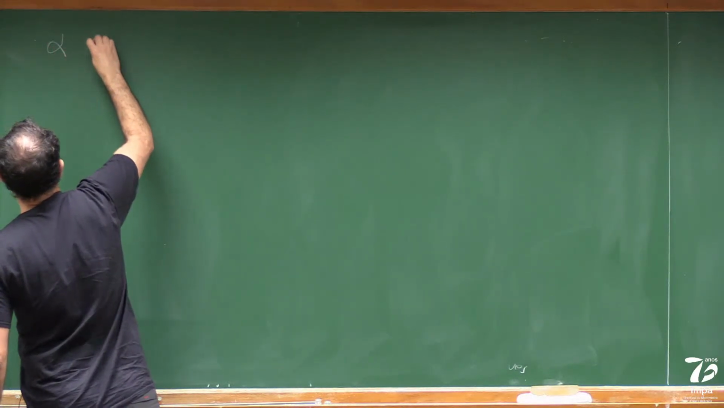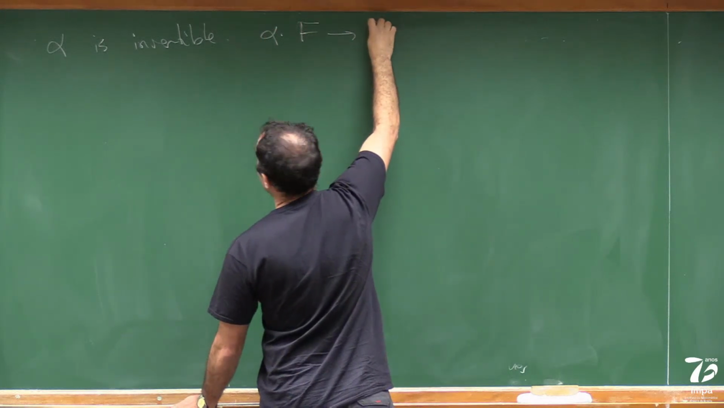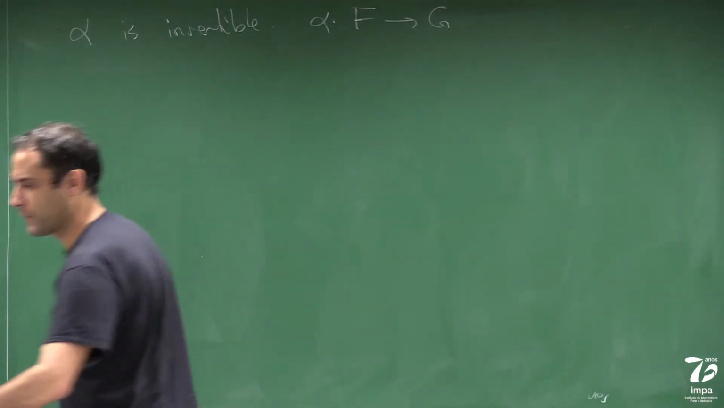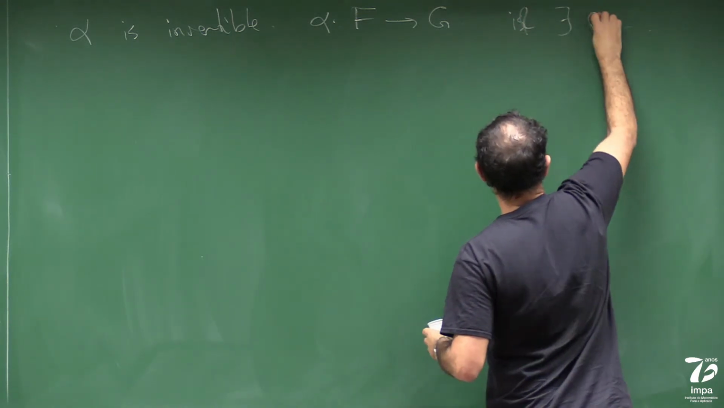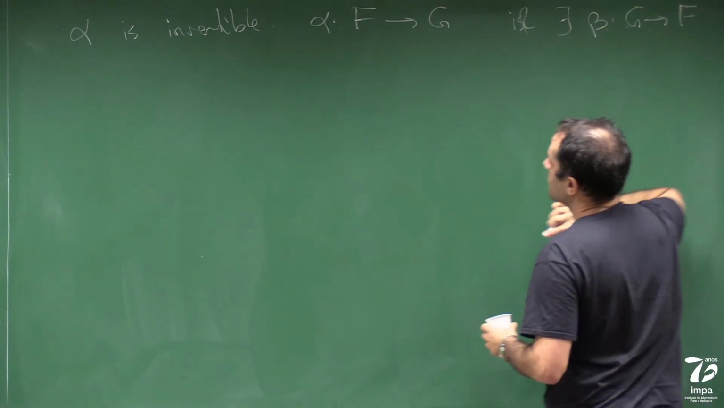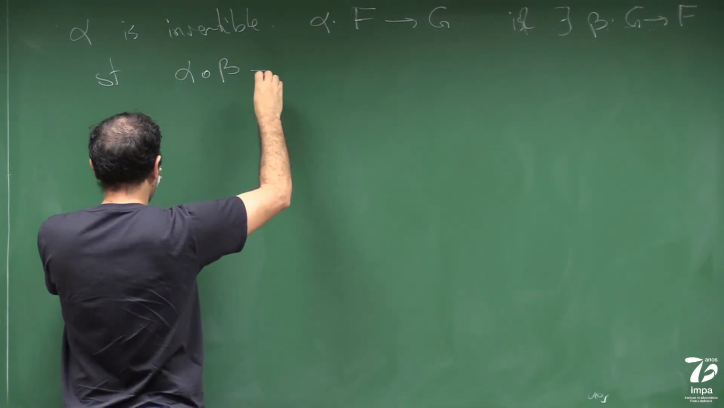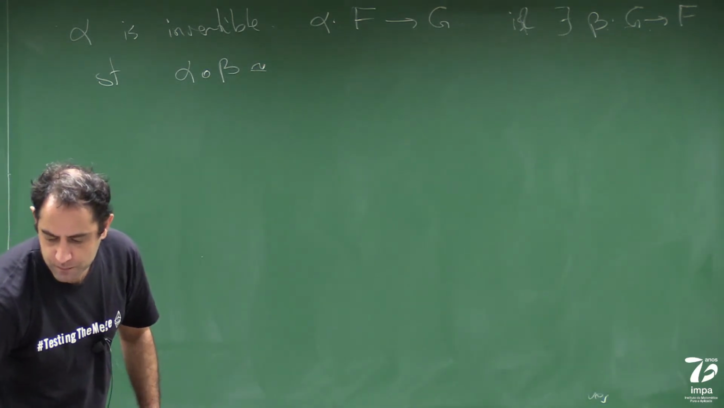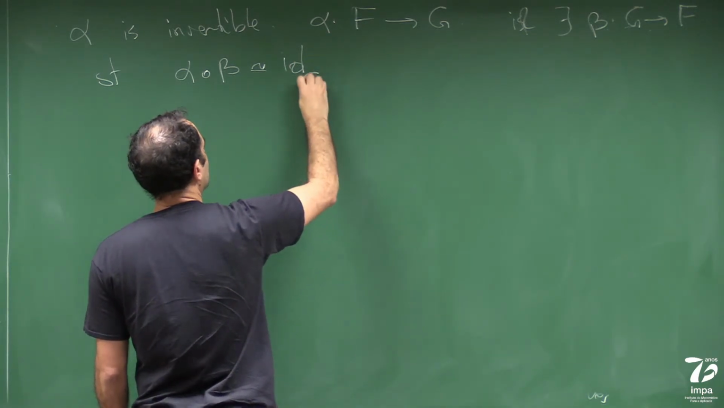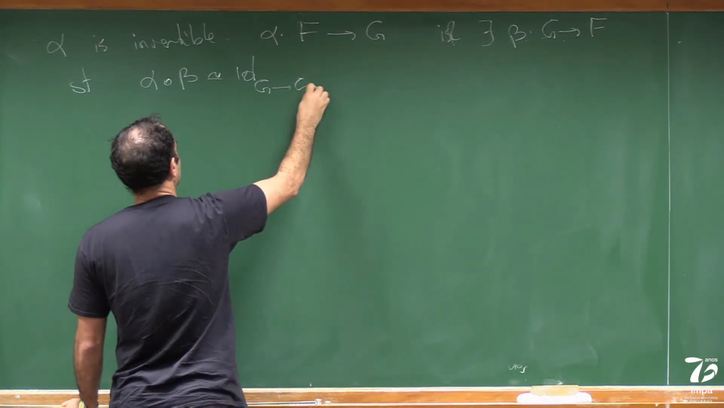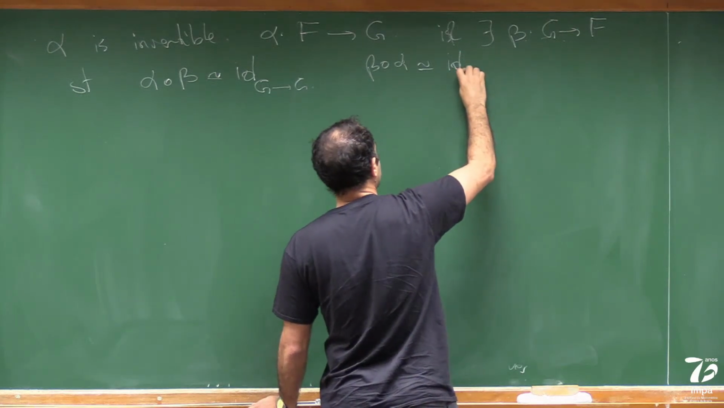So in particular, alpha is invertible. Here alpha is a map from F to G, if there exists a beta from G to F, such that the composition of alpha and beta is isomorphic to the identity natural transformation from G to G, and the composition of beta with alpha is isomorphic to the identity from F to F.